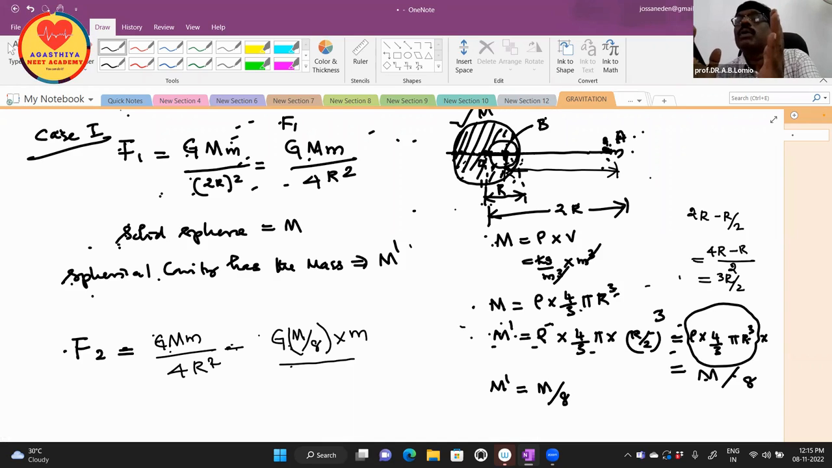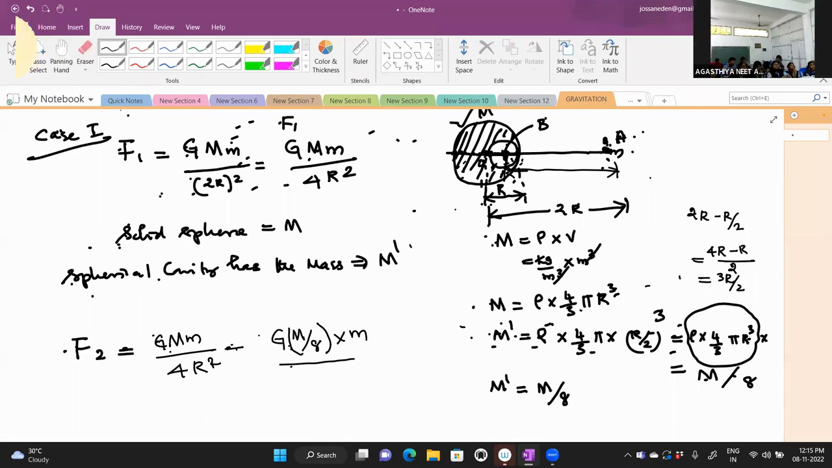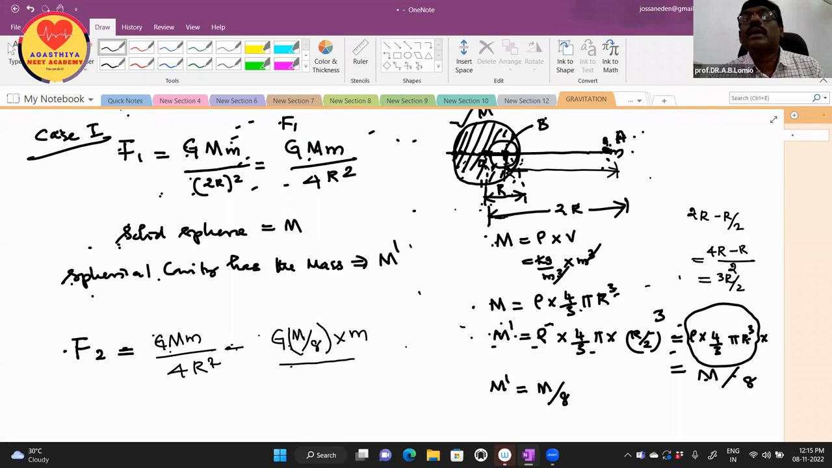See this diagram. This is 2r. You have to calculate the distance between this point and this point, A and B. Subtract r/2 from 2r, and you get the total distance. This has to be written carefully. Okay?